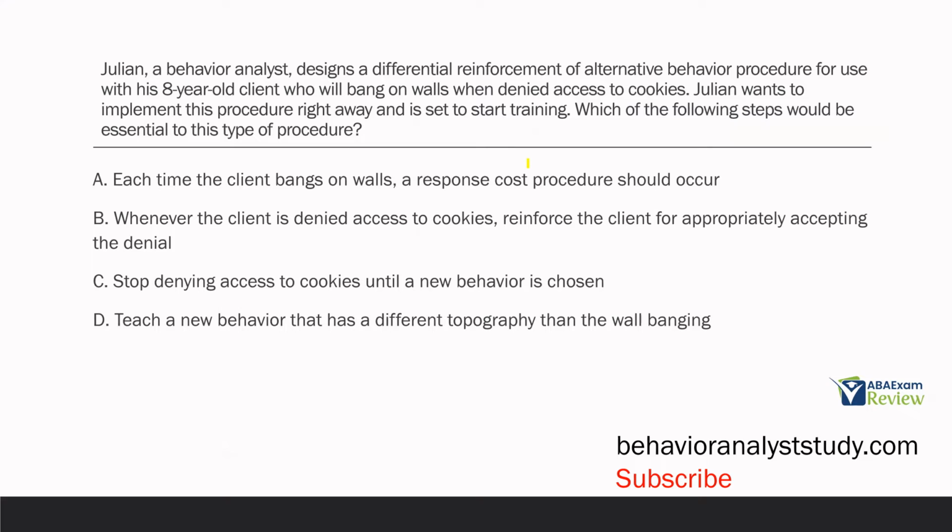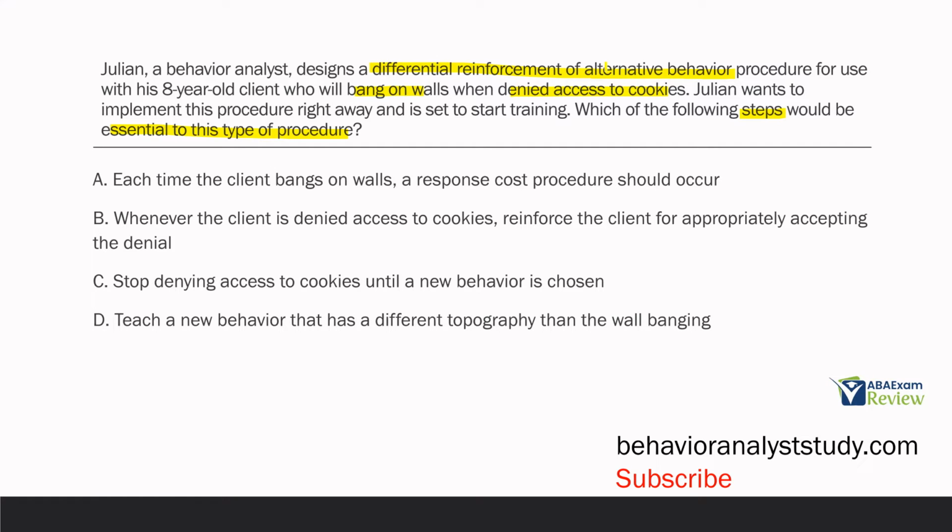Slow down and let's attack this question. We're looking for the step that is essential to the procedure. Now, what procedure are we looking at? Well, the analyst wants to use a differential reinforcement of alternative behavior procedure. And what do they want to do with the DRA? They want to change the behavior of a client who bangs on walls when denied access to cookies. So let's think about differential reinforcement. We are putting something on extinction and reinforcing something else.